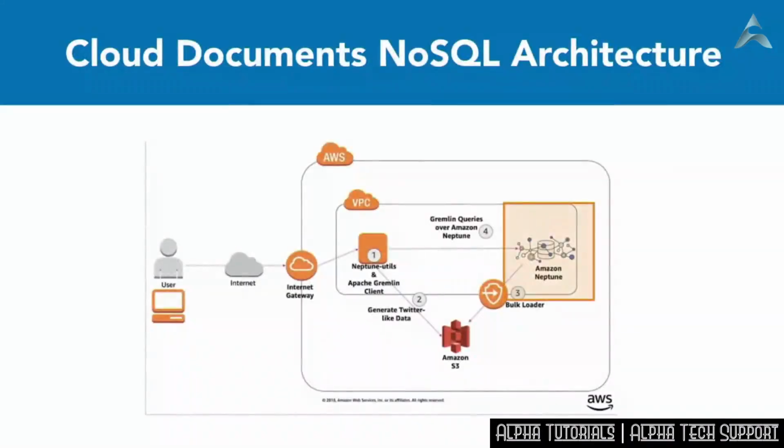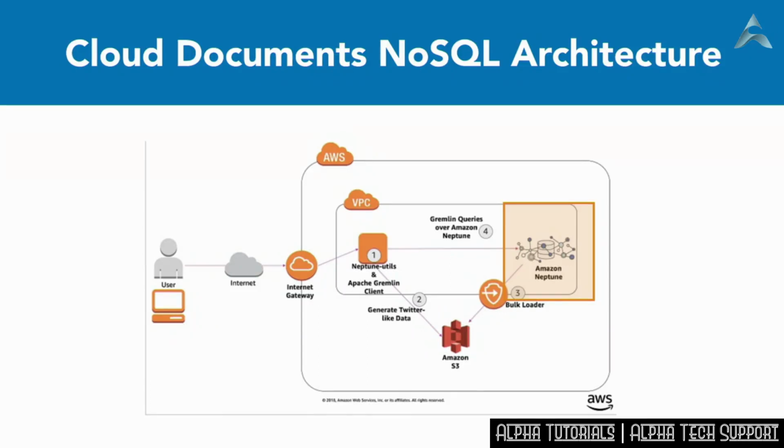So this comes out of the Amazon ecosystem, and this was from a blog post. And again, they have a CloudFormation template, which allows you to deploy the whole thing from the linked blog post here. So the idea is that you have users accessing Neptune utilities and an Apache Gremlin client, so a custom application on an EC2 instance, or it could be EKS, it could be Kubernetes, some kind of compute inside the VPC. And that is going to generate Twitter-like data into the data lake, so Amazon S3.